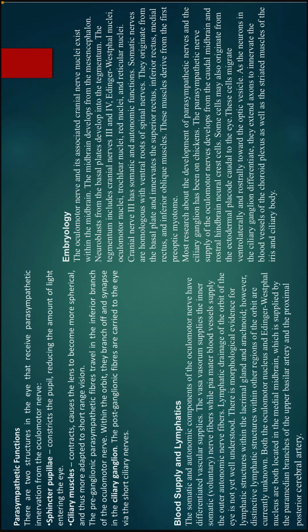So we're going to look at the embryology of the oculomotor nerve. The oculomotor nerve and its associated cranial nerve nuclei exist within the midbrain. The midbrain develops from the mesencephalon, and neuroblasts from the basal plate develop into the tegmentum. The tegmentum embodies the cranial nerve nuclei of the third and fourth nerves, the Edinger-Westphal nucleus, the oculomotor nuclei, the trochlear nuclei, the red nuclei, and the reticular nuclei.